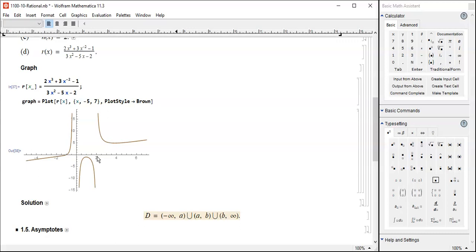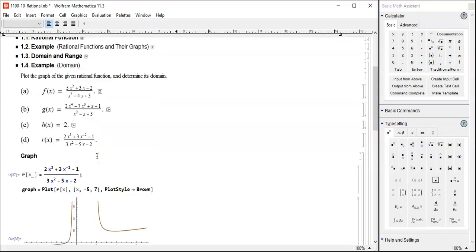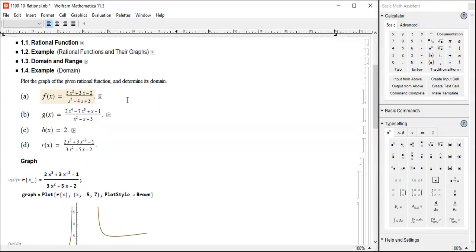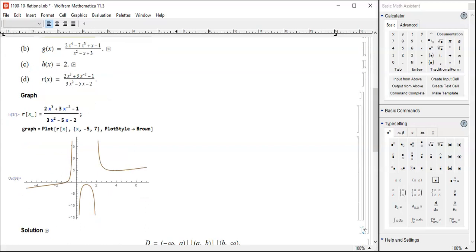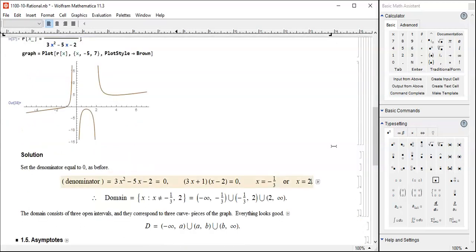As for finding a and b, let's do the same thing as we did in the first problem. Set the denominator equal to 0, factor it, and then you get these 2 roots. So we expunge those 2 numbers, which give a 0 denominator. We can get 3 intervals like this.